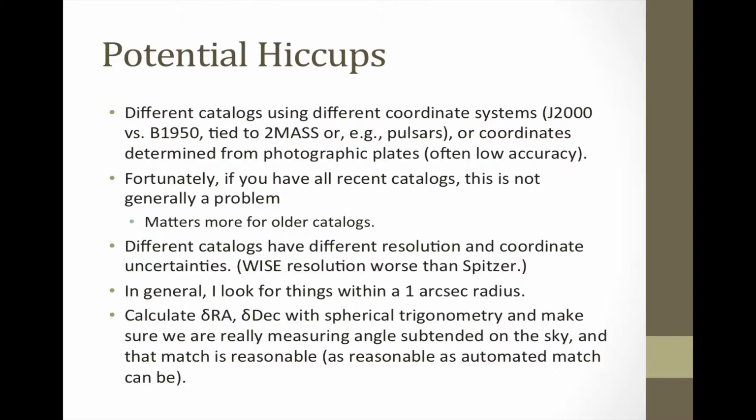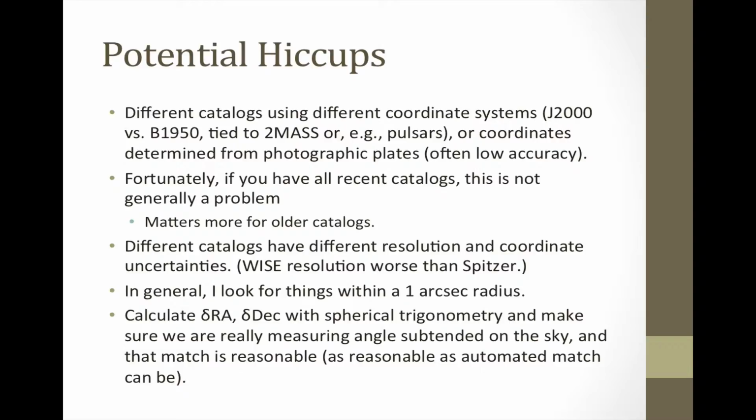It's also true that different catalogs have different spatial resolution and different coordinate uncertainties. So for example, the WISE spatial resolution is worse than Spitzer, but both the WISE coordinates and the Spitzer coordinates are tied to 2MASS coordinates, and so they're all pretty good. In general, for my matching, my band merging, I look for things within 1 arcsecond radius, and then I adjust that on a per catalog basis depending on what I find.